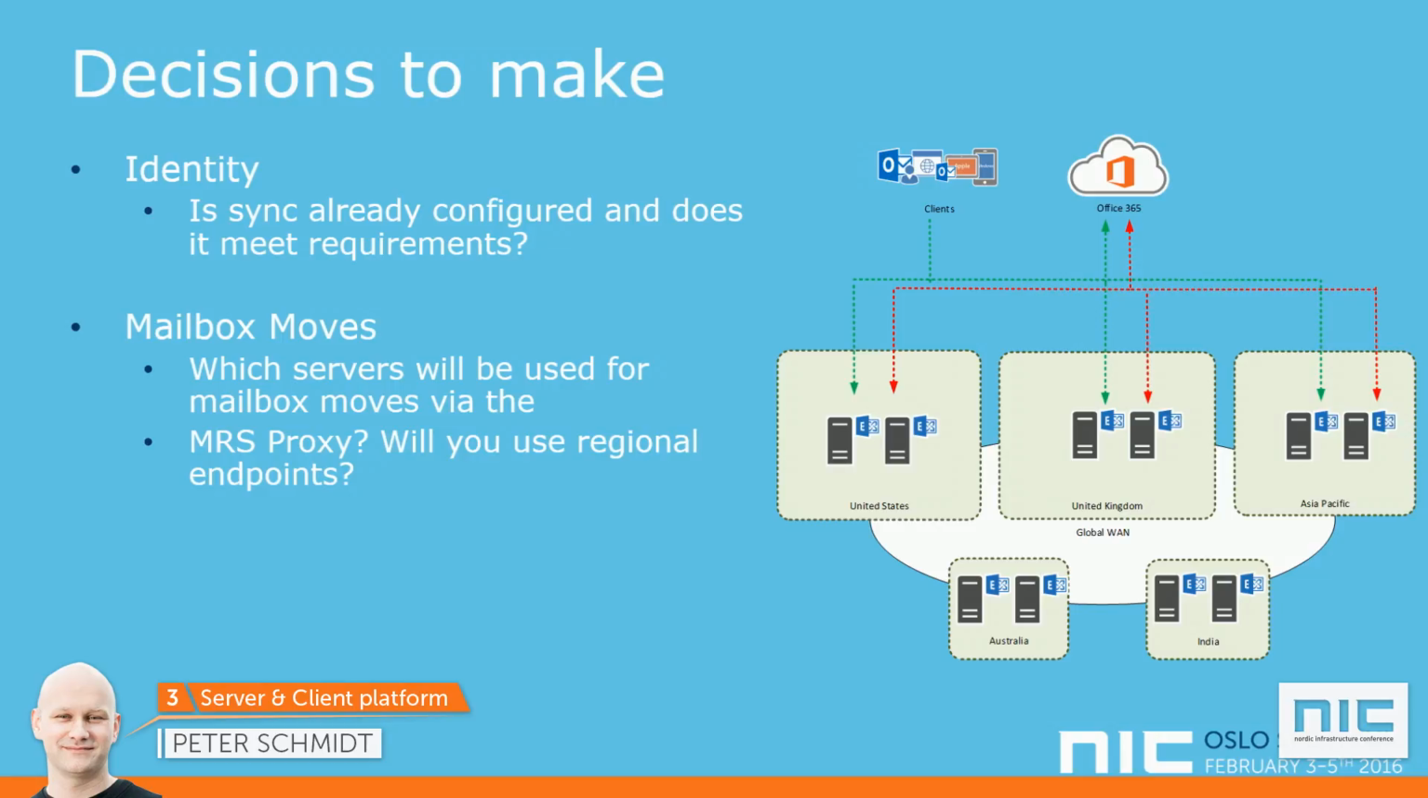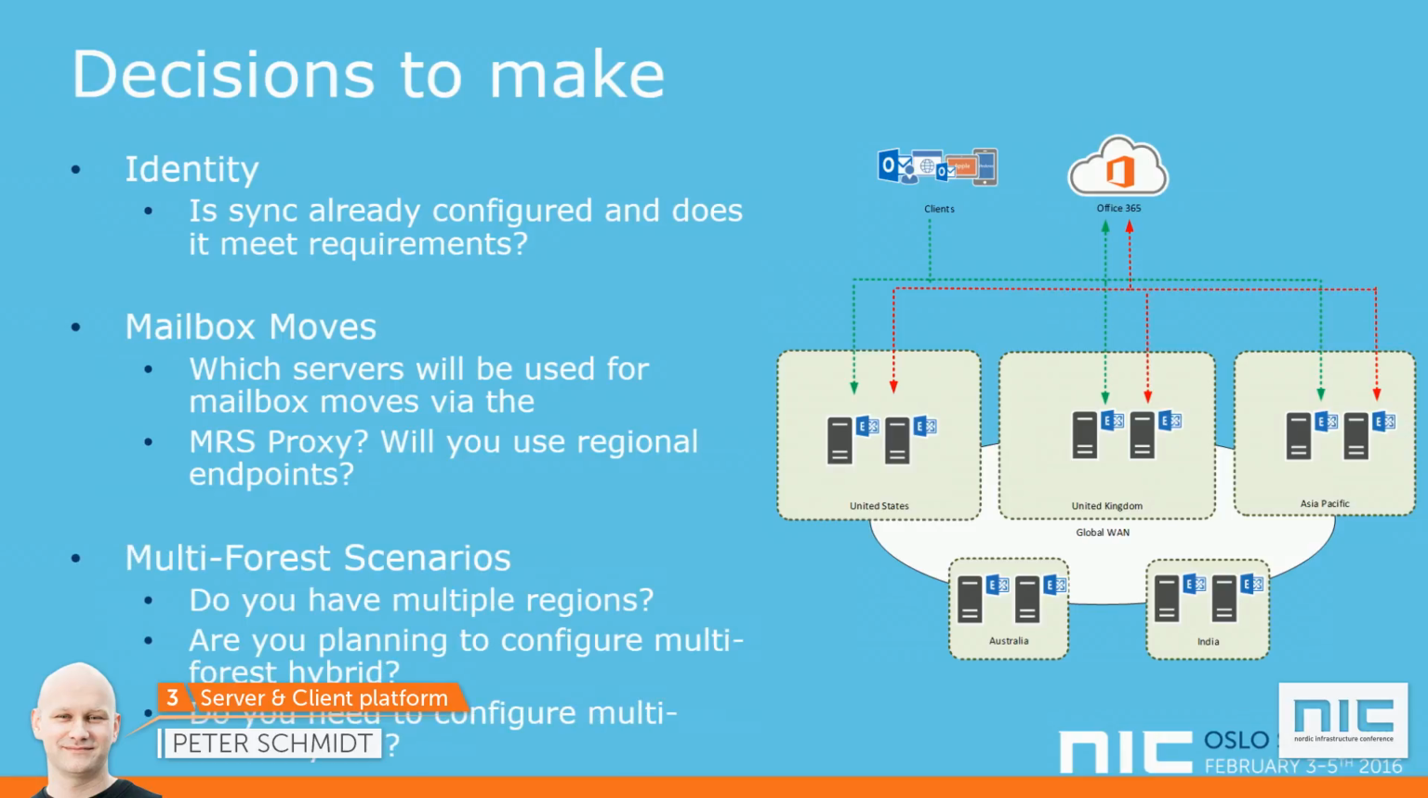Then you need to decide on which servers you want to use for mailbox moves and make sure that the MRS proxy is enabled, especially for large Exchange organizations which might be located all over the world and might have multiple internet-facing sites. Then you can set up and decide which servers in which regions want to connect to Office 365 and can be used for mailbox moves.